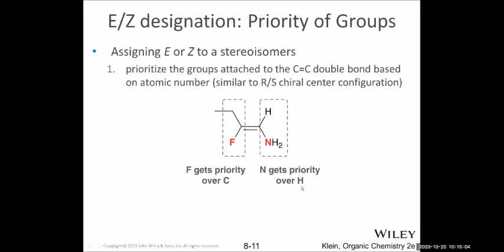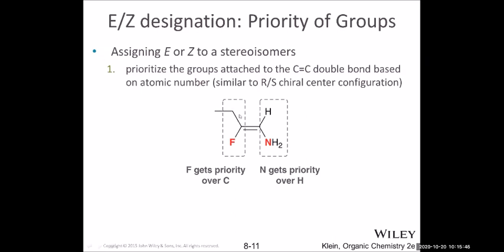The EZ designation is based on the priorities of the groups. The groups are on the 2 carbons of the double bond, and each carbon has 2 substituents. Between these 2 substituents, we pick whichever group has the higher priority. The priority order is based on atomic number, exactly the same way as in the RS designation for chiral centers.